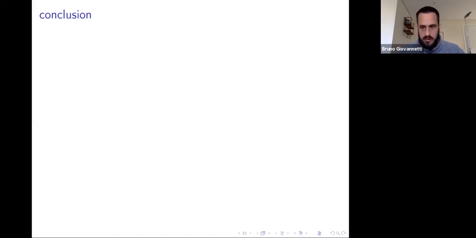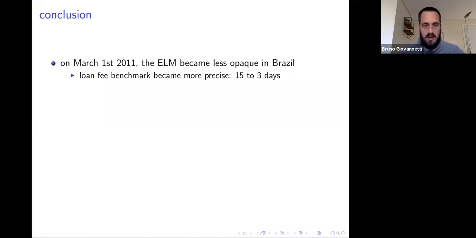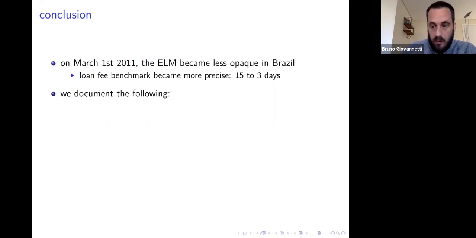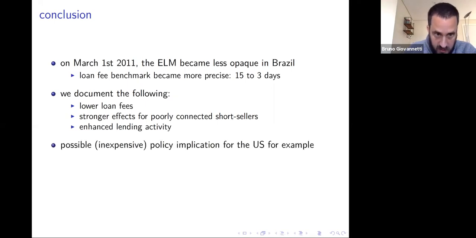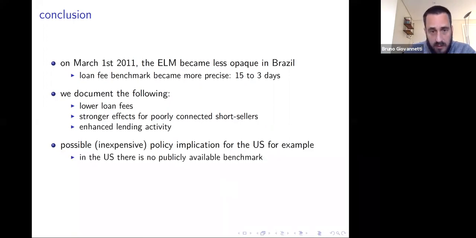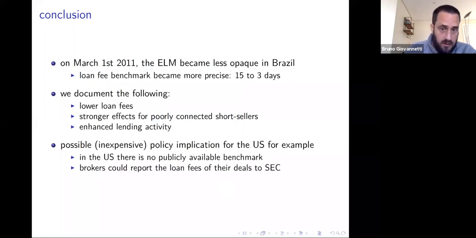Okay, so conclusion. On March 1st, 2011, the equity lending market became less opaque in Brazil, more transparent, right? Because the loan fee benchmark became more precise due to the reduced moving average window. We document lower loan fees, stronger effects for poorly connected short sellers, enhanced lending activity, and then, as I just mentioned, a possible, simple and inexpensive policy implication for the US, for example, would be the following. There is no publicly available benchmark there. Brokers could report the loan fees of their deals to the SEC, and the SEC could publish a loan fee benchmark.